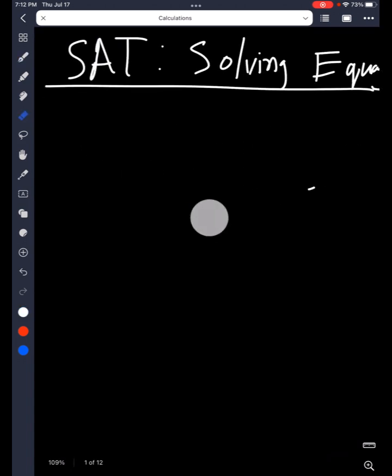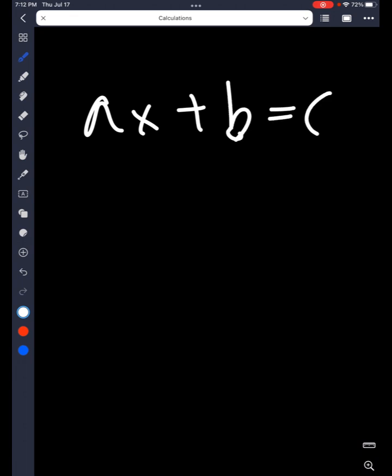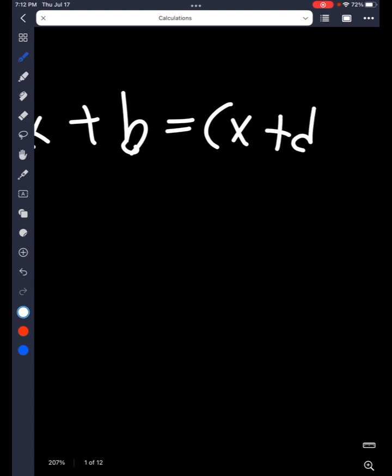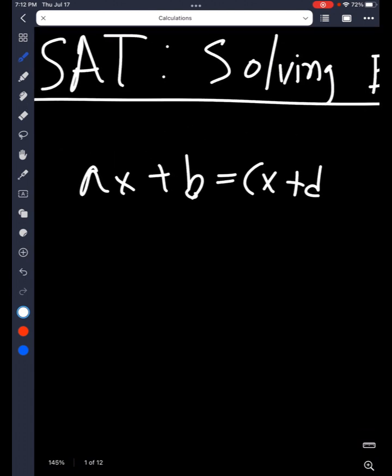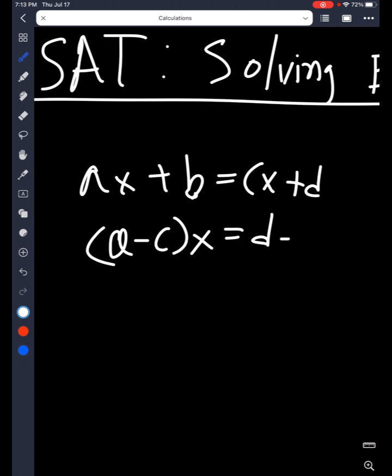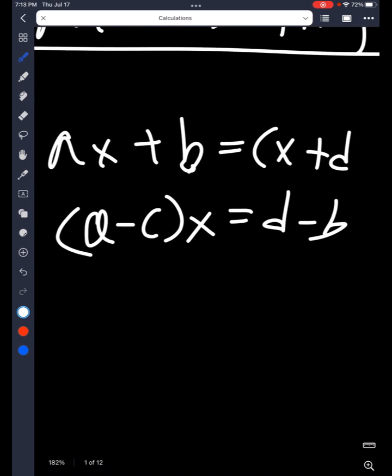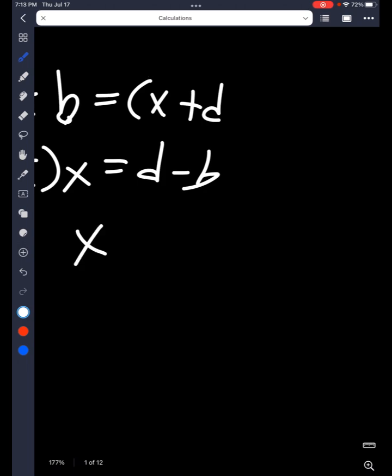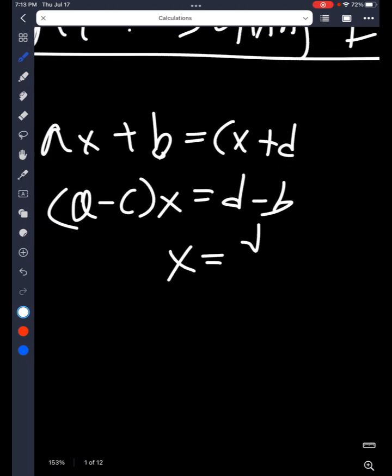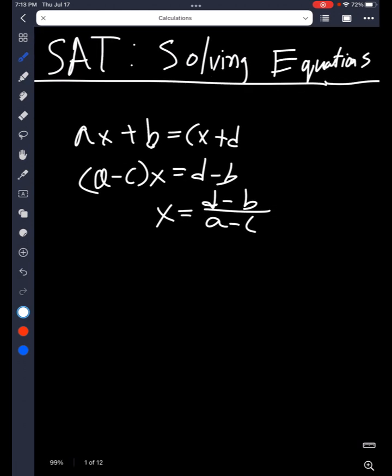Yes. So, let's say we have ax plus b equals cx plus d. So, in this case, we can just subtract c from both sides, and we could also subtract b on both sides. So we have this nice equation, and we can just divide by a minus c. Generally, this would be our formula.